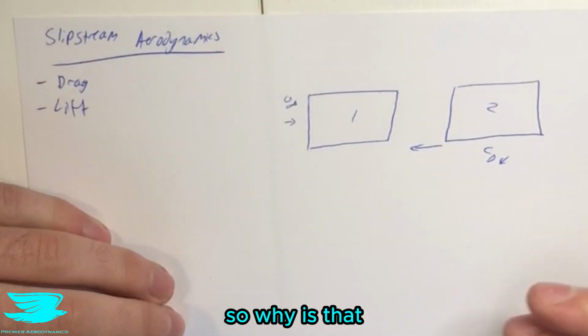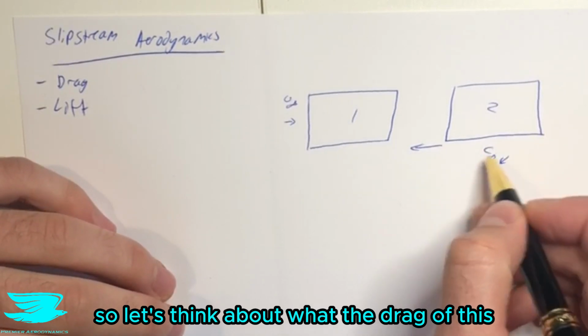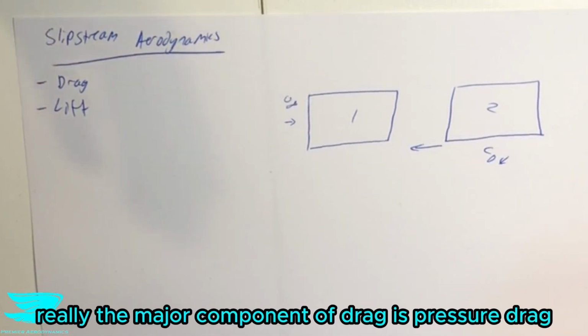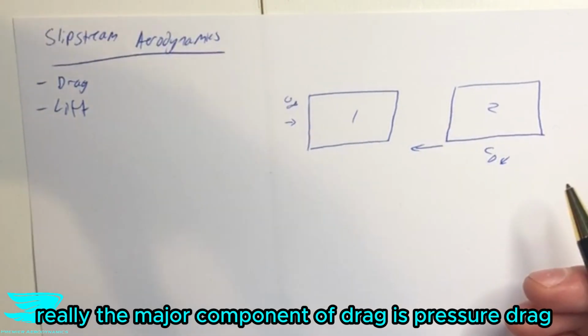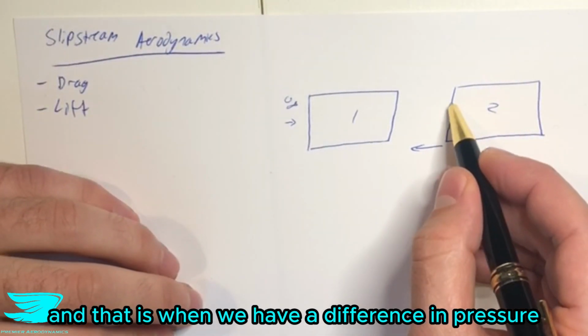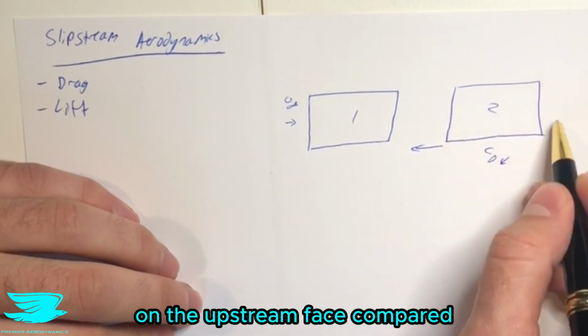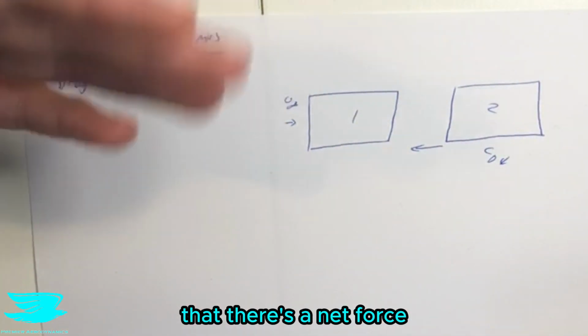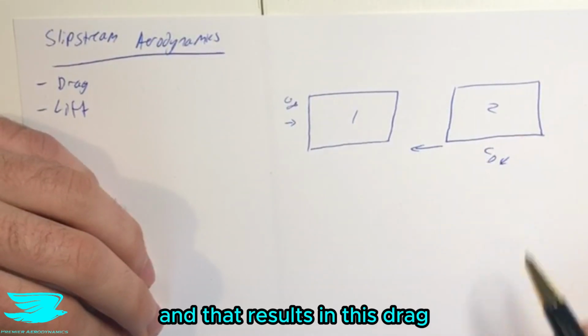So why is that? Let's think about what the drag of this second car is to begin with. For most cars, the major component of drag is pressure drag, and that is when we have a difference in pressure on the upstream face compared to the downstream face. That change in pressure means that there's a net force, and that results in this drag.